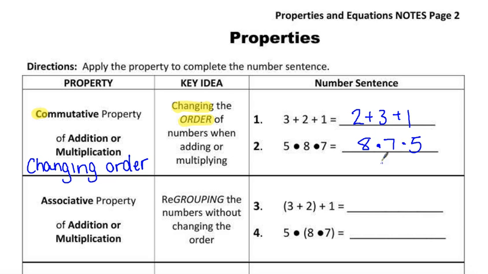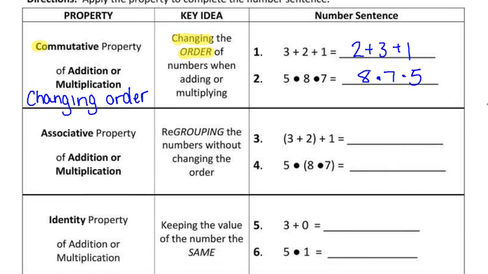And then the reason why this works is because even if you do 3 plus 2, that'd be 5, plus 1 is 6. I'm still doing 2 plus 3 is 5, plus 1 is still 6. So it's still balanced on both sides of the problem. Same thing with multiplication. If you multiply 5 times 8 and then multiply it by 7, it'll be the same thing as if you do 8 times 7 and then do it times 5. So that's the commutative property. It's changing the order of the numbers.